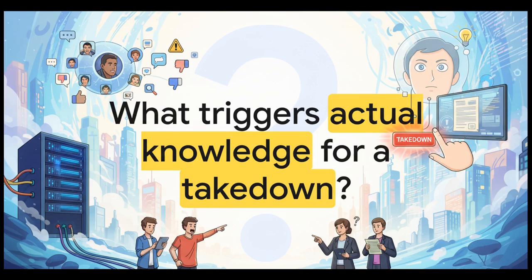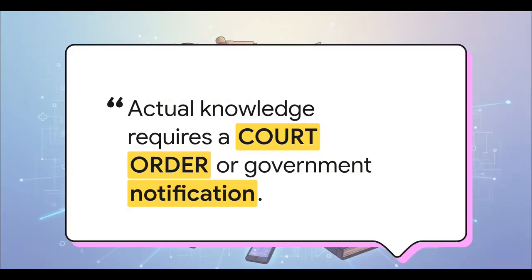The massive question for the court was, what exactly triggers actual knowledge? Can literally anyone just complain and force a takedown? So the crucial point is how the Supreme Court ended up defining this. They explicitly stated that actual knowledge strictly requires a court order or a government notification. It does not mean mere private complaints.